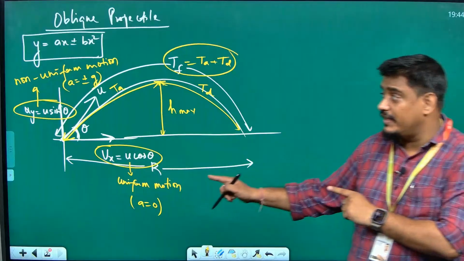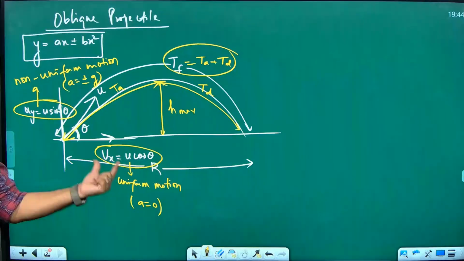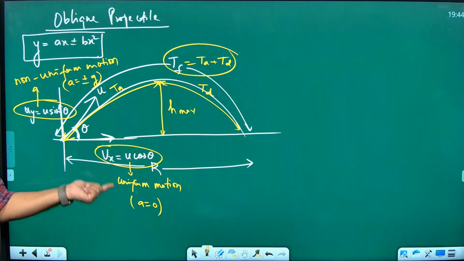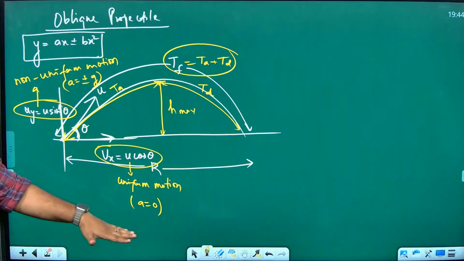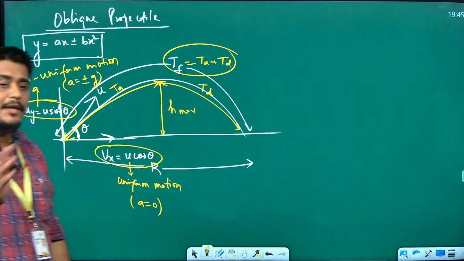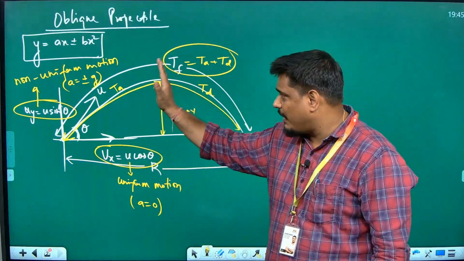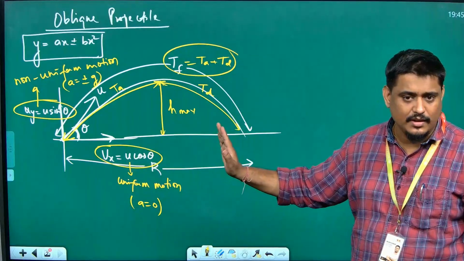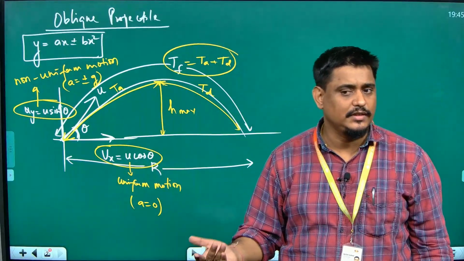Very important thing, by this only you can understand the whole derivation itself: the horizontal component of a projectile is u cos theta and the vertical component of the projectile is u sin theta. Horizontal component is having uniform motion and vertical component is having non-uniform motion. It means horizontal component a is 0, vertical component a is plus or minus g. From 0 to maximum height, minus g; from maximum height to the ground, plus g. When it is going against the gravity, minus g; towards the gravity, plus g. Is it clear to you?